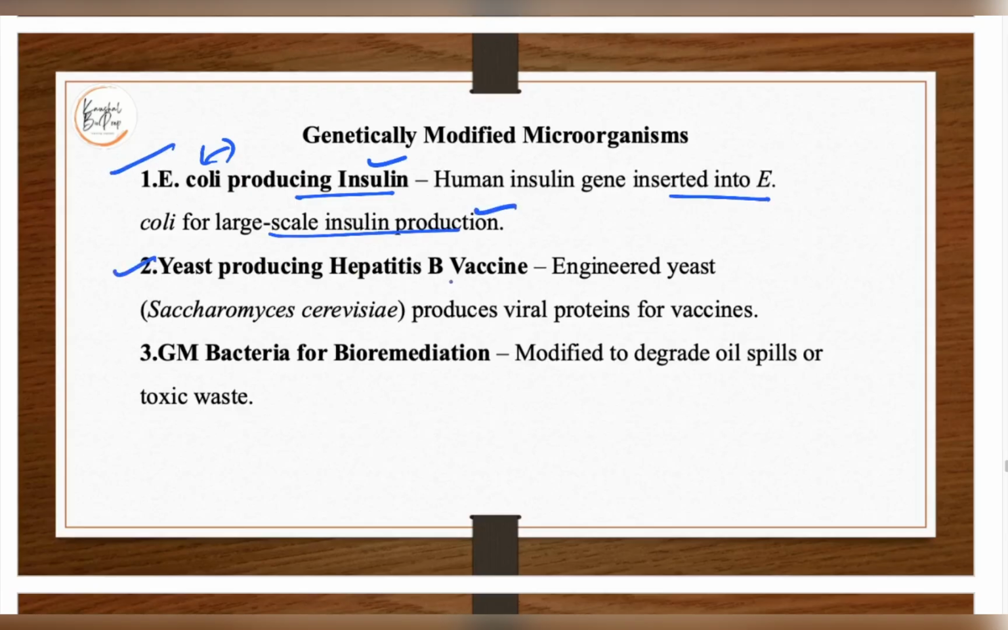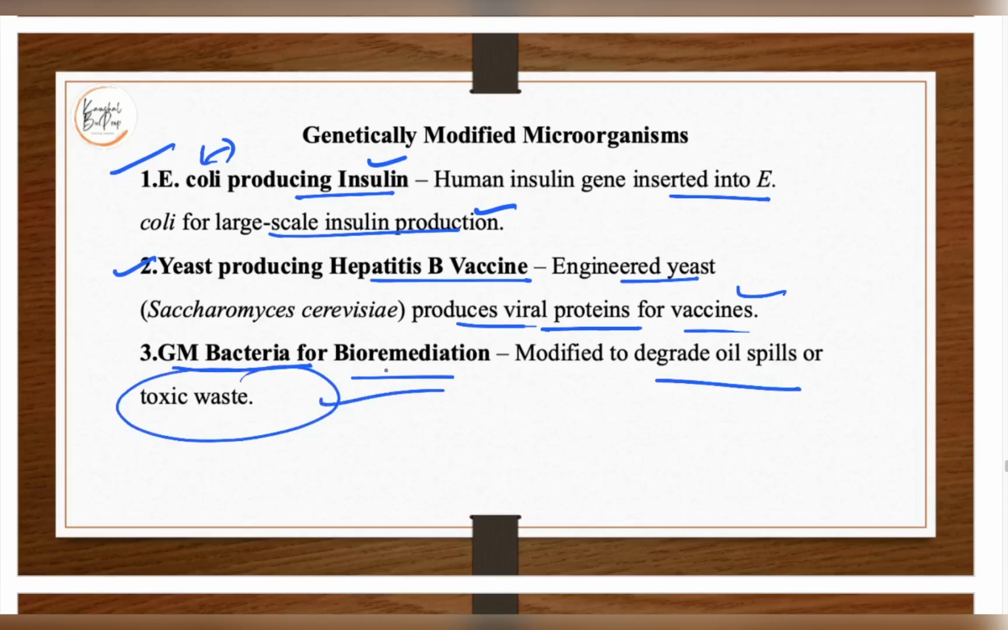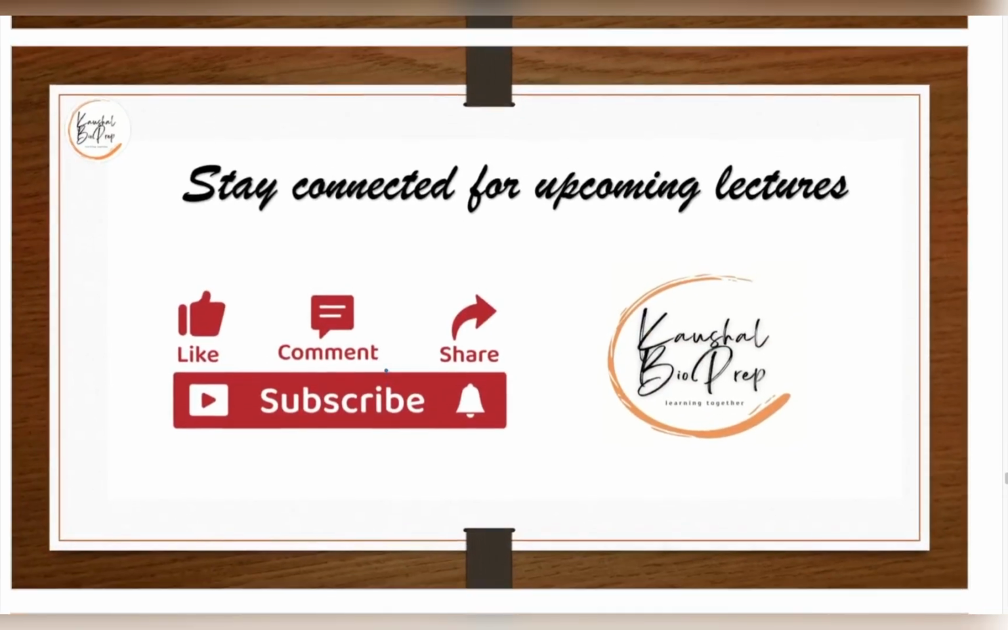Then there is yeast producing the hepatitis B vaccine. The yeast, Saccharomyces cerevisiae, is engineered and produces a viral protein which is used for the vaccine. Then there are genetically modified bacteria for bioremediation, which are modified to degrade oil spills or even take up toxic waste, even for heavy metal uptake from the soil. So these are certain examples.